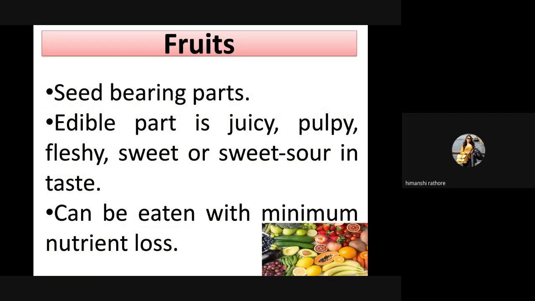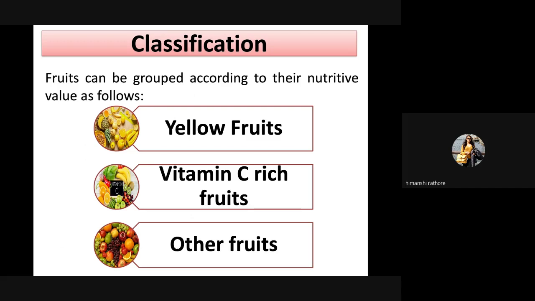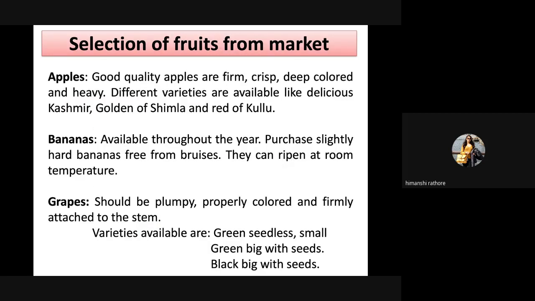Then we talked about the classification of fruits, and then the selection of fruits from the market, what points you have to keep in mind while purchasing fruits like apples, bananas. If you are buying grapes, what characteristics you have to see. If you are purchasing apples, you have to see that they are firm, crisp, and deep colored. And if you're buying bananas, you have to avoid bananas which have bruises on their surface. And if you're buying grapes, they should be plump, properly colored, and firmly attached to the stem. So these are the things you have to keep in mind before buying fruits.